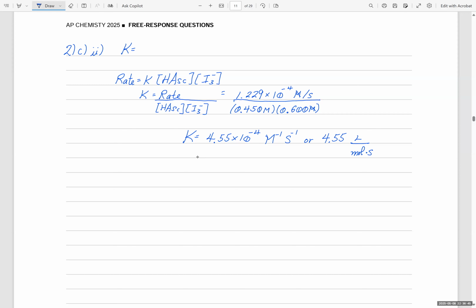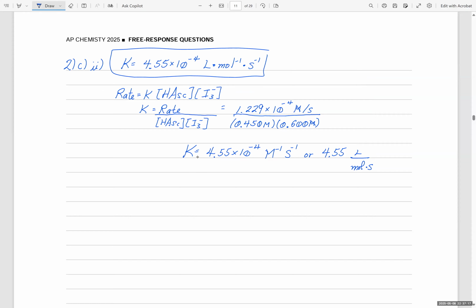So I'm going to go up here, 4.55 times 10 to the minus 4. I am going to use this because my textbook, which is Zumdahl, I think, likes to use liters times mole to the minus 1 times seconds to the minus 1, right? Now remember, this unit and that unit and that unit, it's all the same, okay? It doesn't matter which one you use. Okay, so that's C, 2II. Let's go to D.